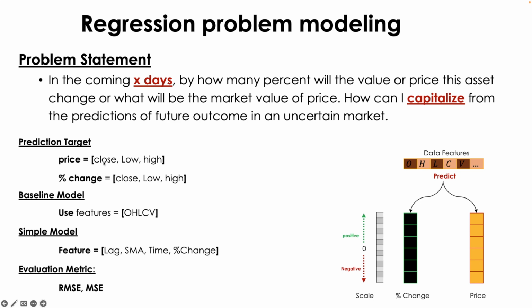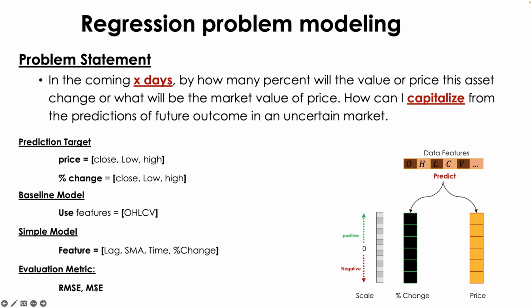So we can predict the closing price of an asset, the lowest price of an asset, or the highest price of an asset in the coming X days. And so we can capitalize on that, right? Then we have our base features, and we can do some feature engineering, and we are going to evaluate our model using root mean squared error.